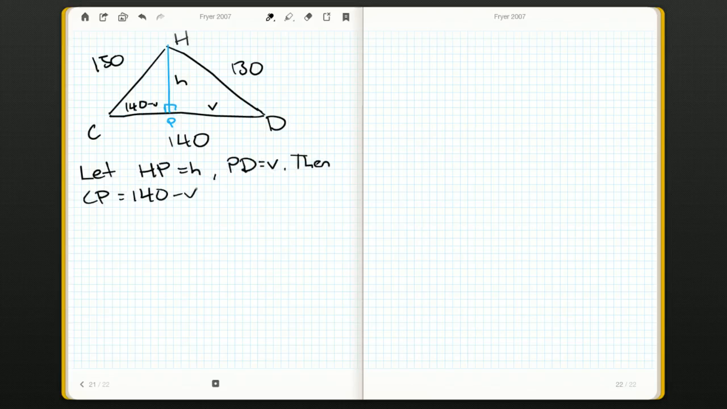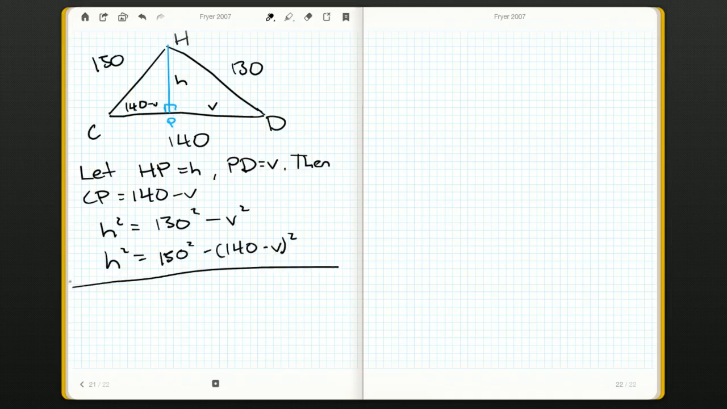So very similar to part A. Well, we have two right angle triangles here, so we have two formulas for H squared: 130 squared minus V squared, and 150 squared minus (140 minus V) squared. Okay. So, once again, we can play a little subtraction game.